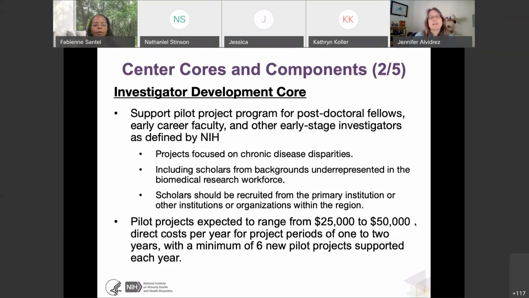The pilot projects are expected to range from $25,000 to $50,000 direct costs per year. They can last 1 to 2 years or more, I suppose, if you want. But there needs to be a minimum of 6 new pilot projects supported each year.